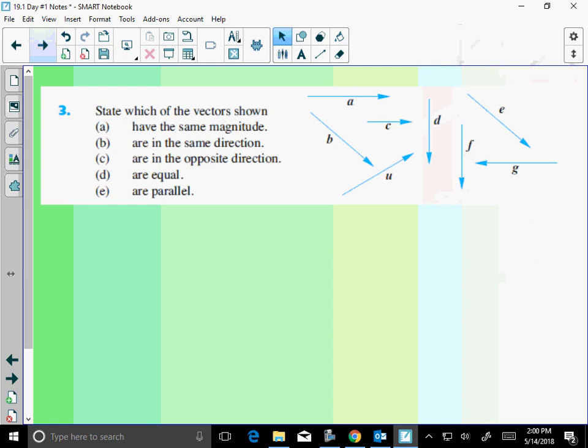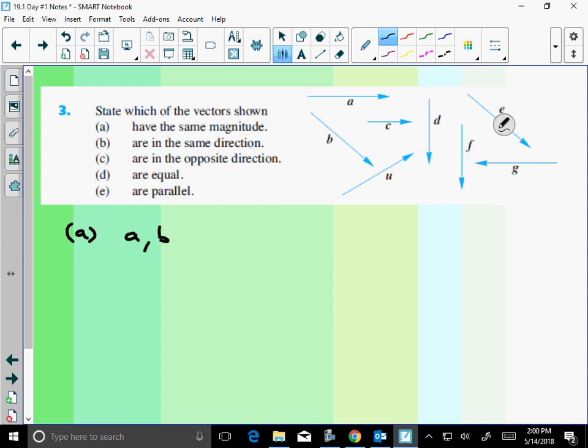Okay, so let's just state one pair of each of these. Stating this for part A, I want two vectors that have the same magnitude. Thoughts? Same length. The vectors are the same length. Doesn't have to have the same direction. Just fire off some letters here. A and B. Yeah, I'd say A and B, probably. Would you agree that D and F would have the same magnitude? Those look pretty good.